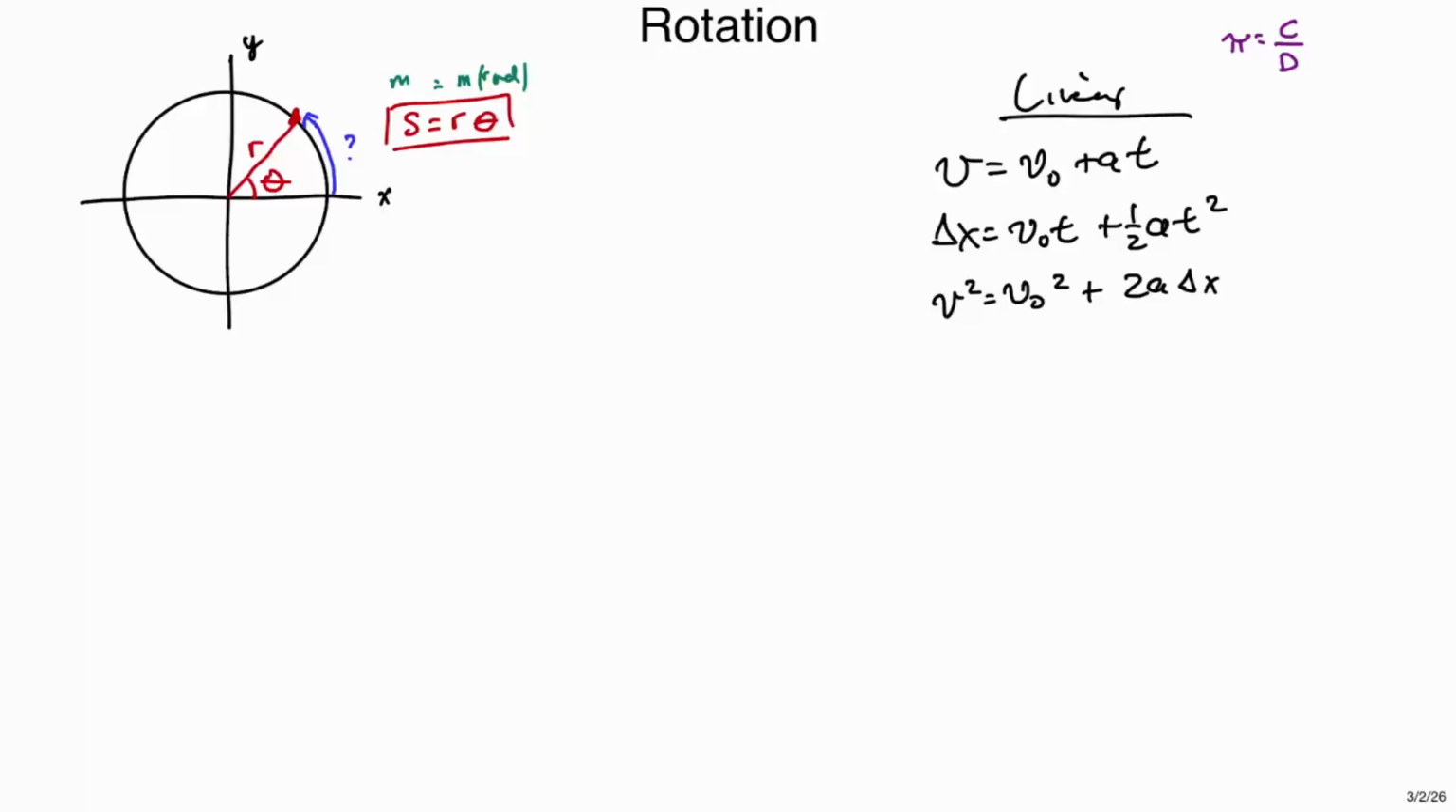What are the units of circumference? Meters, distance, right? Okay, because you're going all the way around a circle. What are the units of the diameter? Also meters. What's a meter divided by a meter? 1. Nothing. Right? Pi, what are the units of pi?